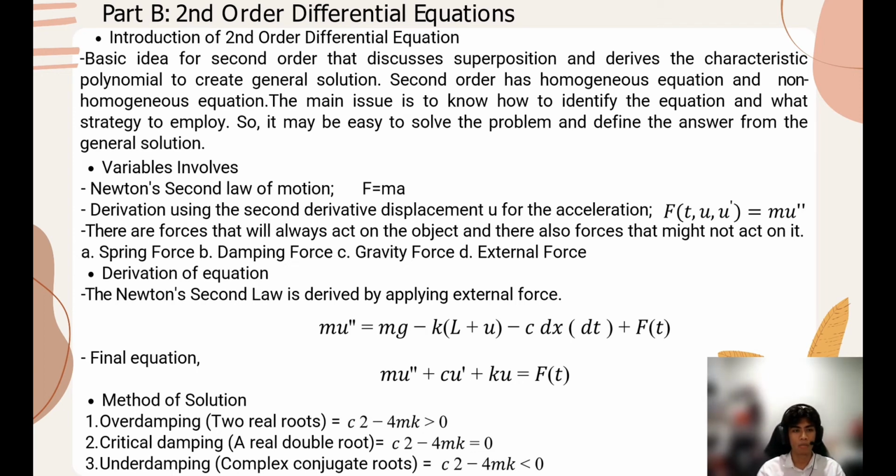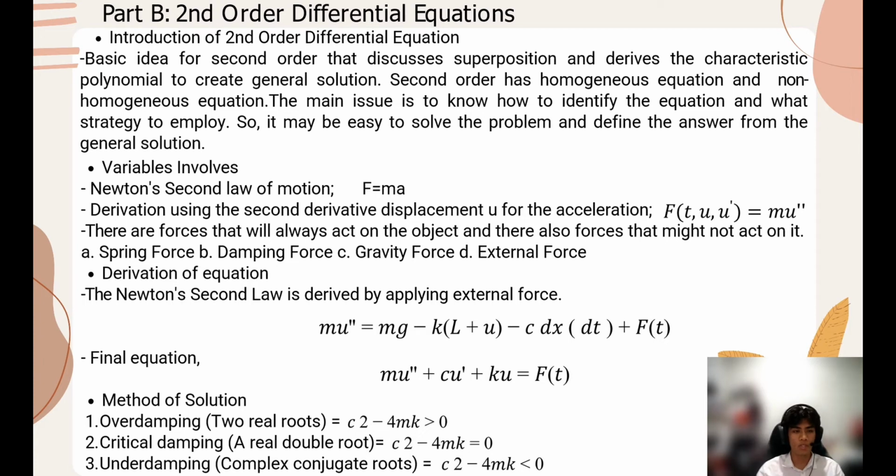Now I am going to start with the variables involved. This second order homogeneous equation is related to Newton's second law of motion, which is F equals ma. Then we derive it using the second derivative of displacement u for the acceleration, and we will get a new equation, which is F(t), u prime equals mu double prime.